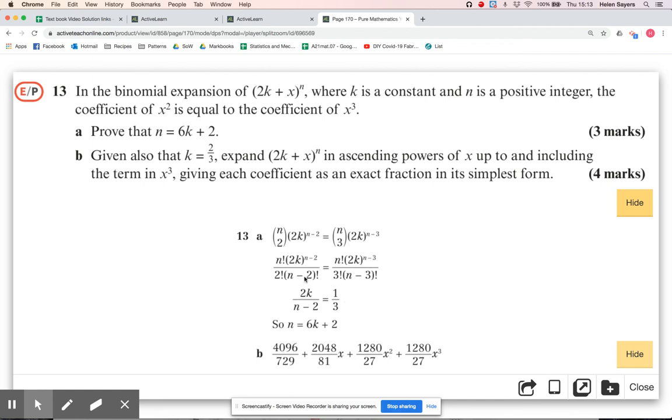So notice, there's their working. You can have a look through. And notice even though B was worth 1 more mark, obviously I haven't shown all the working for B, but I think it still was quite a bit easier than part A.